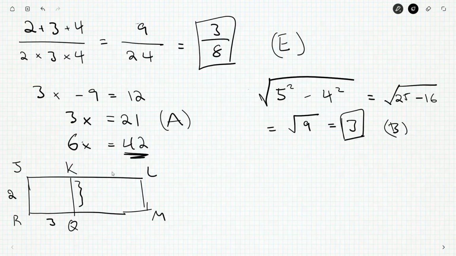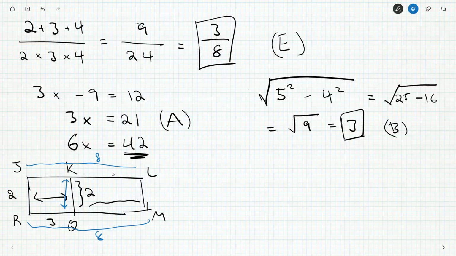Now, what we'd really like is this length here and this length here. But JKQR is a rectangle, which means these two sides are going to be the same length, too. And, okay, well, what else can we do? Well, we know JL is 8, but it's a rectangle, so we know the opposite side also is 8. Now, RM is 8, RQ is 3, so what's left over? A 5. And now we have the other side that we need. So, KLMQ has area of 2 times 5, or 10.